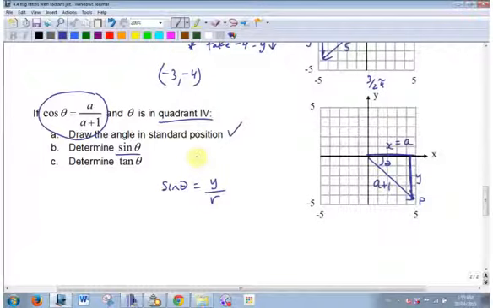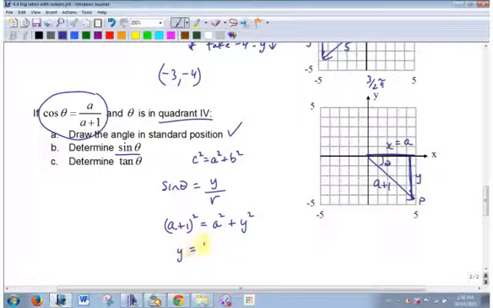So Pythagoras says c squared is a squared plus b squared. So c, I'm given the hypotenuse. So c squared is a plus 1 squared. I just don't know what b, let's call it y, is, right? So y is plus or minus the square root of that squared minus that squared.